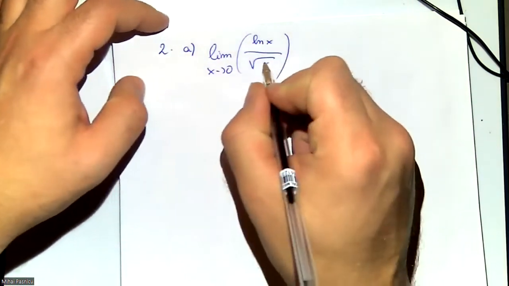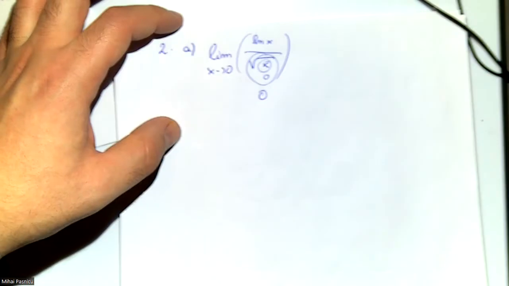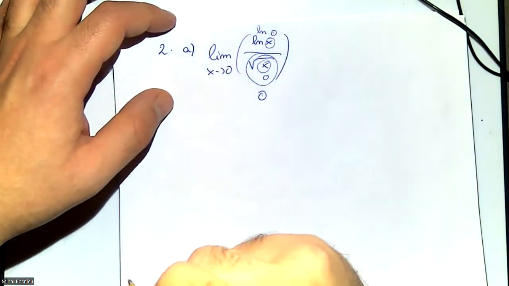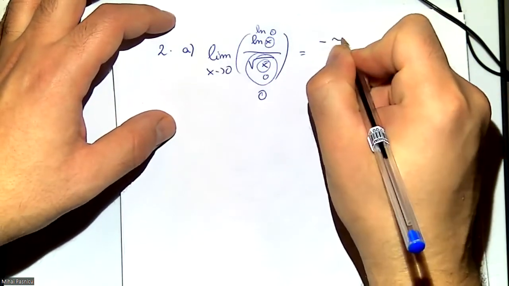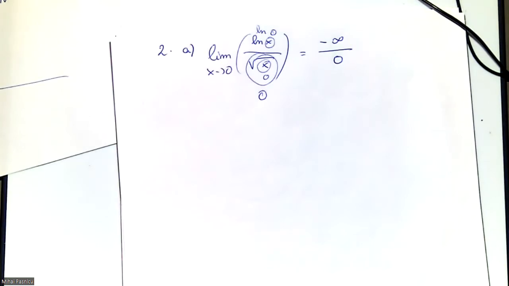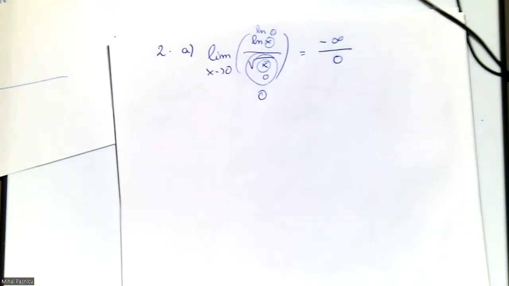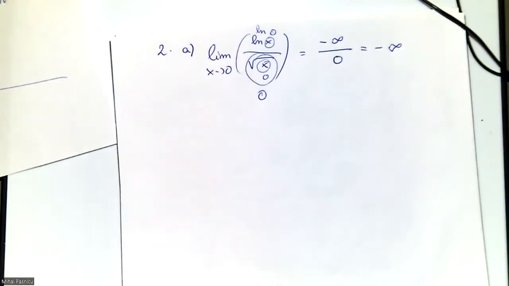So I'm checking the cases. When x goes to 0, the square root of 0 is 0, and the log of 0, I said yesterday in class, is minus infinity. So I have minus infinity over 0. This is not a L'Hopital case. I cannot apply L'Hopital. It is wrong to apply it. Minus infinity over 0 is something very, very big over something very, very small. This is just minus infinity. Yes?